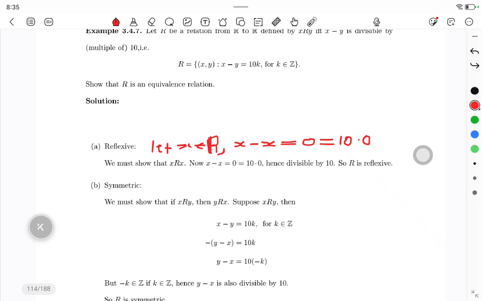So now we say that it's true, right? Hence, like they said, this is divisible by 10. So we say that R is reflexive.